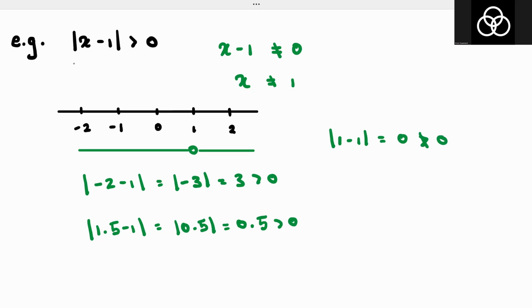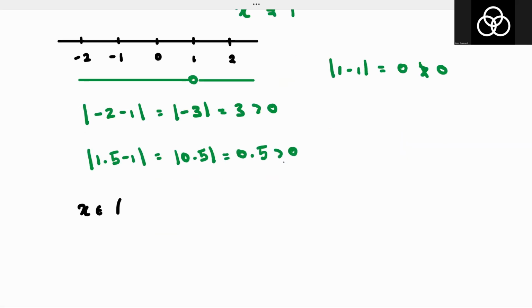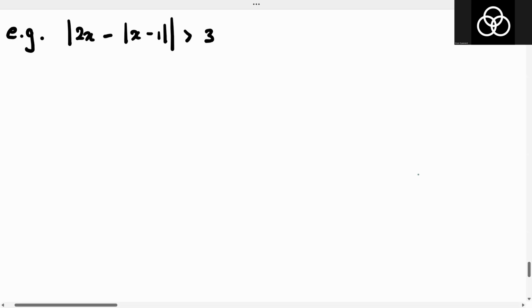Right? So if we need to find a distance that is greater or less than 0, we need to exclude the value which makes this thing here 0. And that value is x is equal to 1. So our solution is the open interval minus infinity, 1, union 1, infinity. And that is our answer for this one.